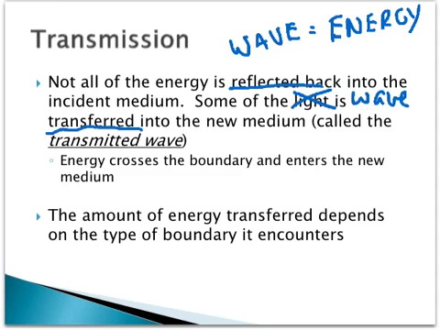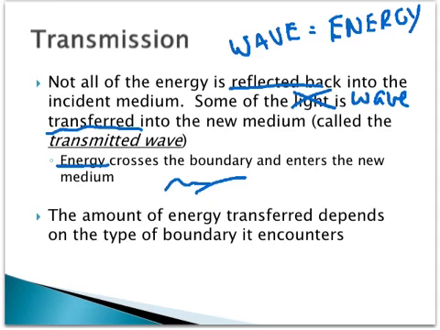Think about anything. If you physically throw an object, some of the energy is going to travel with the object. If that object hits something, some of that energy is going to cross over from that system into the environment, maybe hit the wall. The same happens with a wave. Think of a water wave. As a water wave hits the shoreline, it is going to cause damage to that shoreline because it carries energy. It's transferring that energy into the new medium. So this transmitted wave represents that transferred energy.